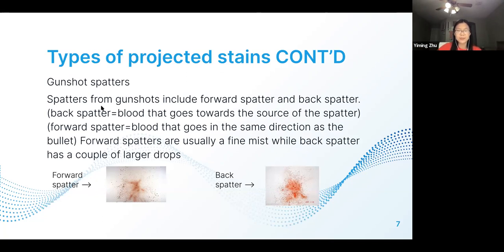So these are gunshot spatters, and these include forward spatter and back spatter. So back spatter, I like to think of it as backwards, back towards where the gun was. So yeah, the source of spatter.